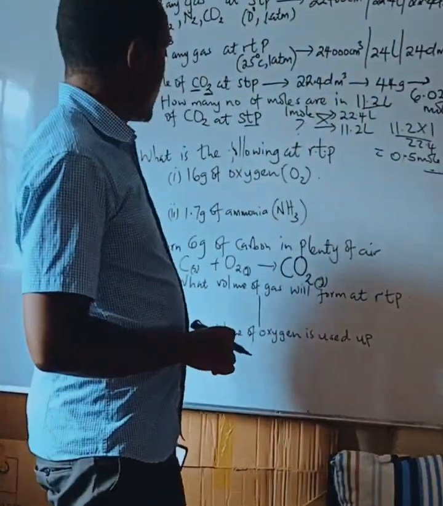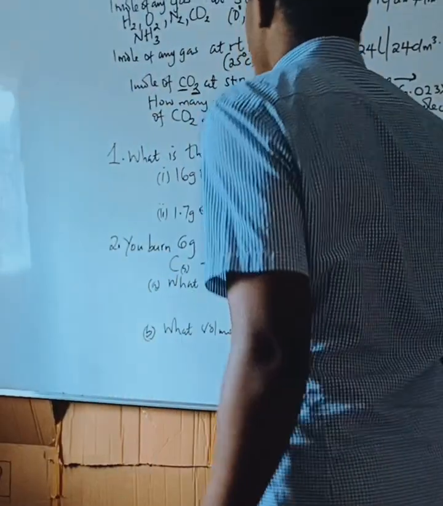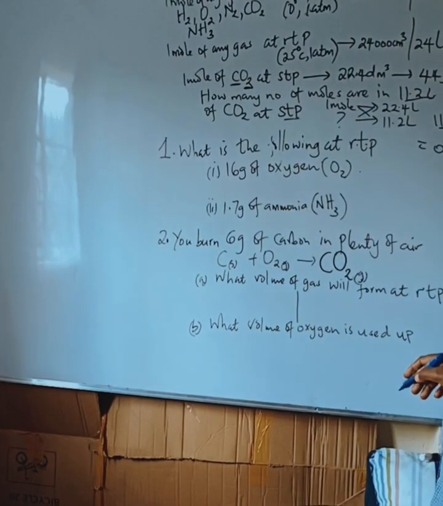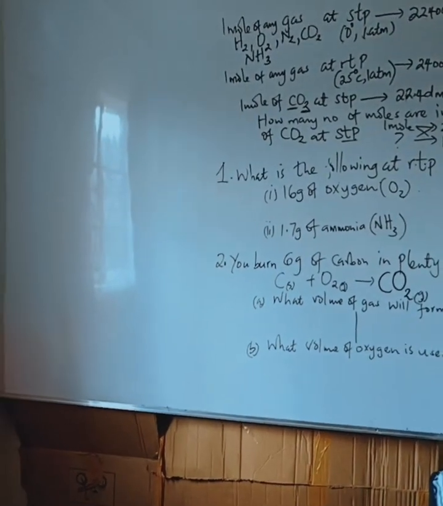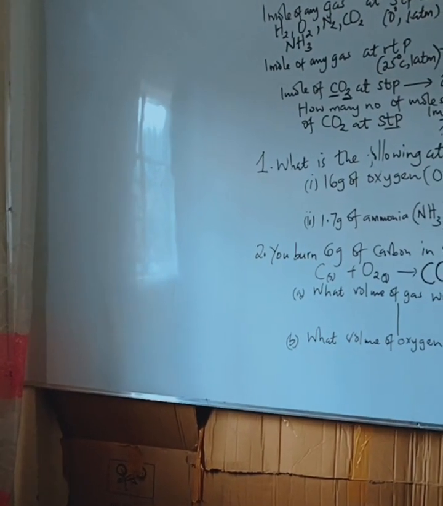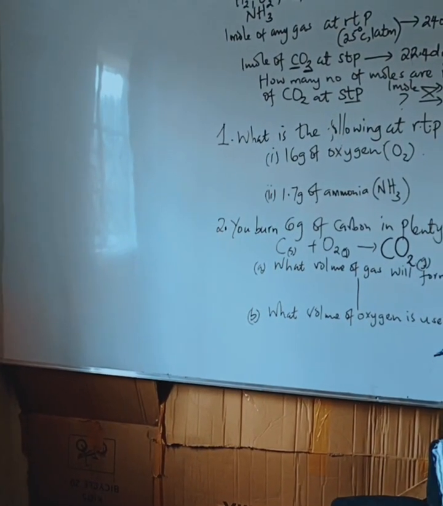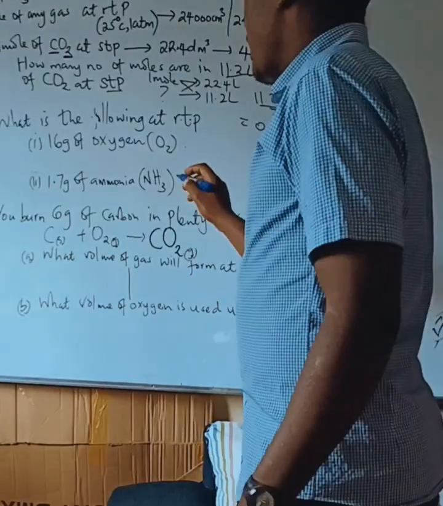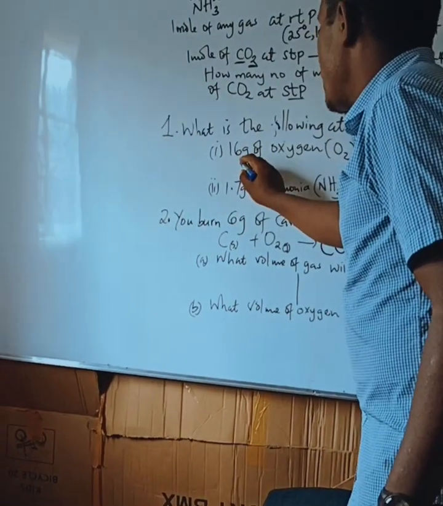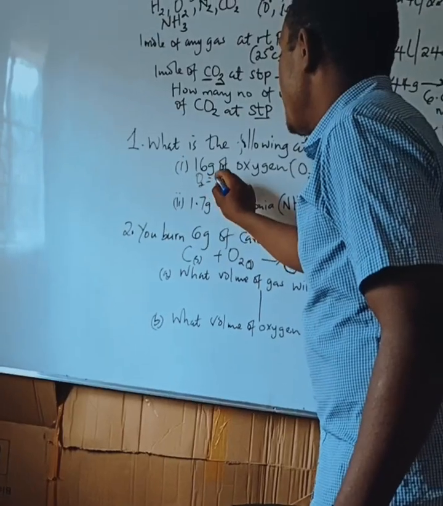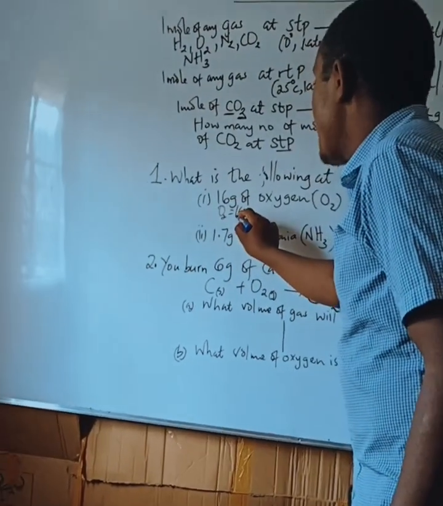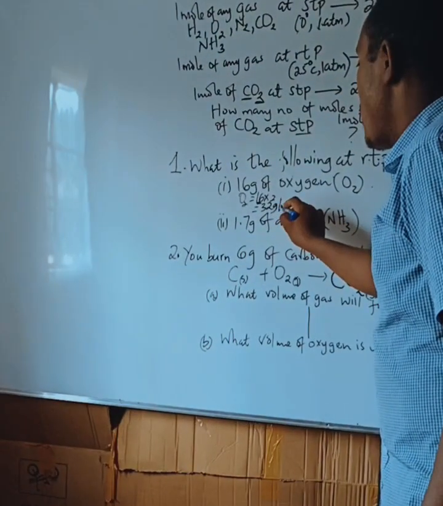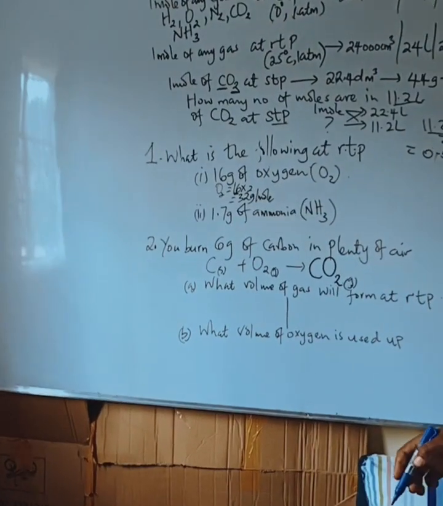So let's go to our next question. Our next question goes: how many moles are in the following? We have 16 grams of oxygen. We can get the number of moles. Oxygen is O2, molar mass will be 16 times 2. Because the molar mass of one oxygen atom is 16, times 2, we get 32 grams per mole. So this is the molar mass of oxygen, O2.